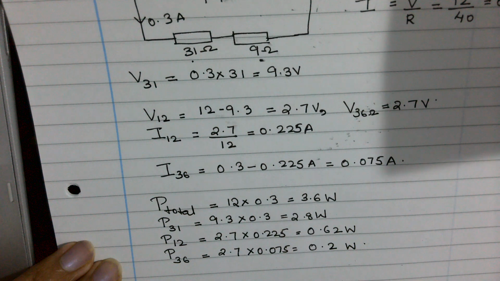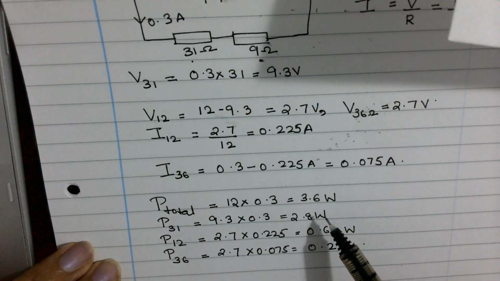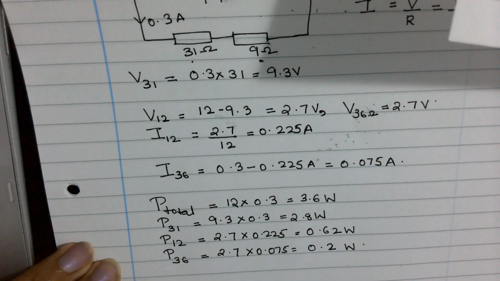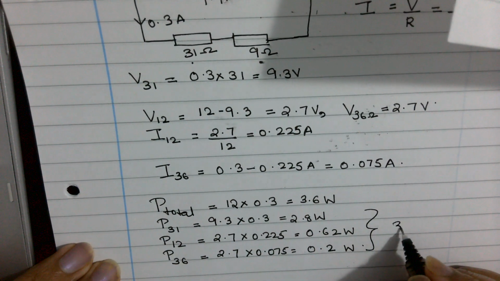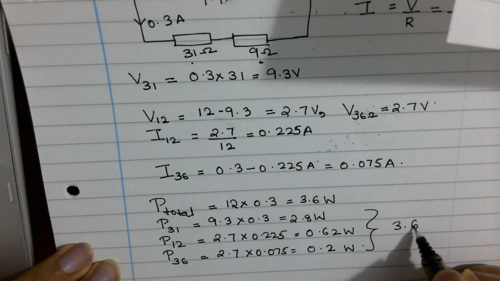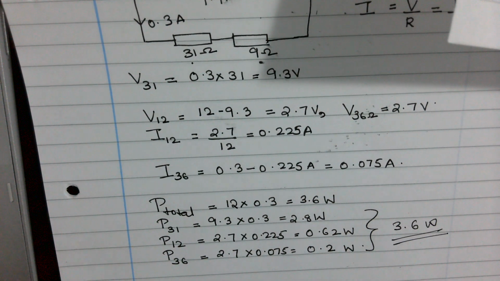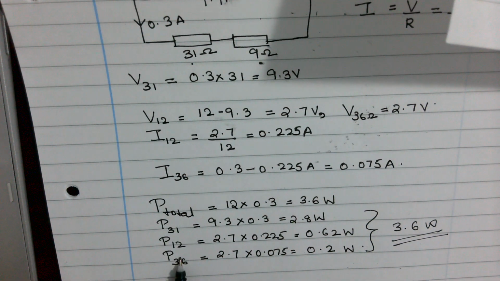Okay, so 2.8, 0.62 and 0.2. What do we get when we add them? When we add these three, if I just approximate this as 0.6, we end up getting 3.6 watts. So the power across each component in the circuit adds up to give you the total power.